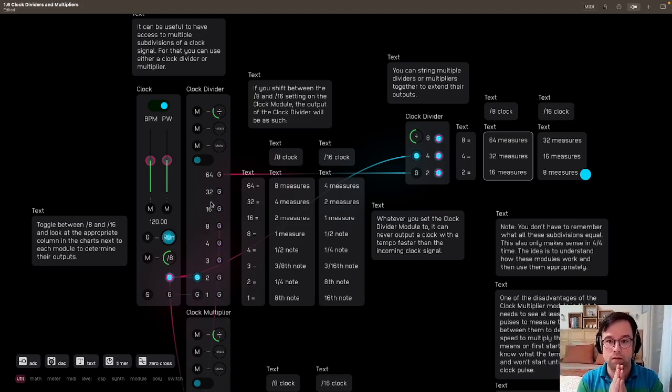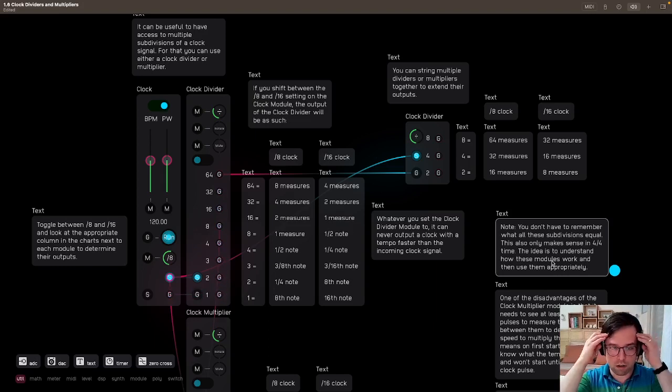Right now, I'm going to read this note here. You don't have to remember all of what these subdivisions equal, okay? This also only makes sense in 4/4 time. The idea is to understand how these modules work and then use them appropriately. So you don't need to remember all this chart in your head.